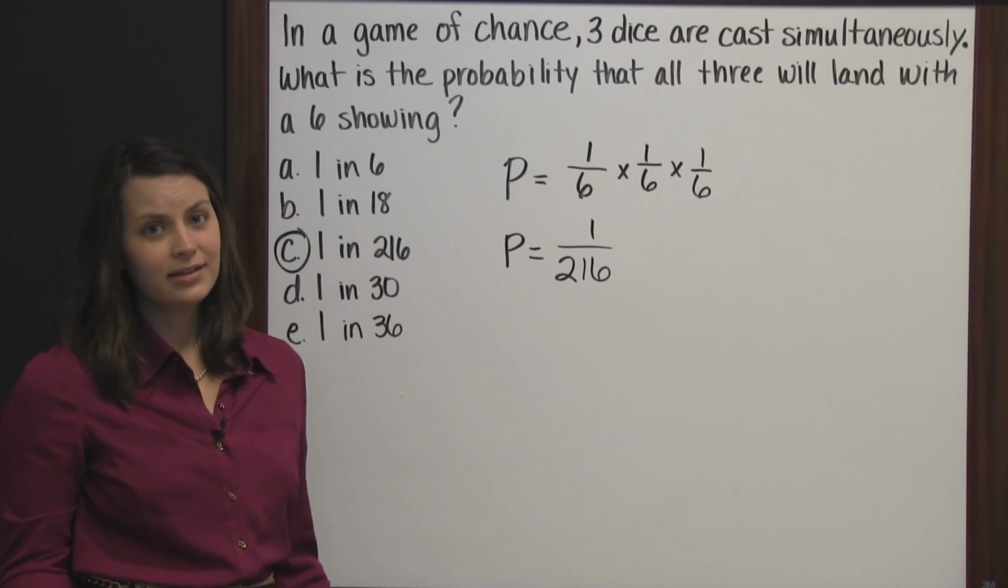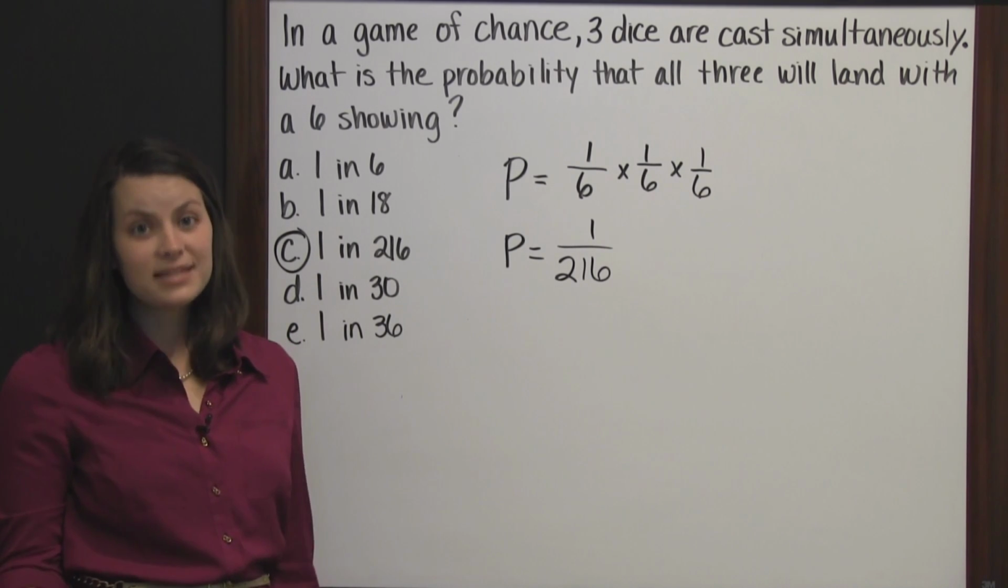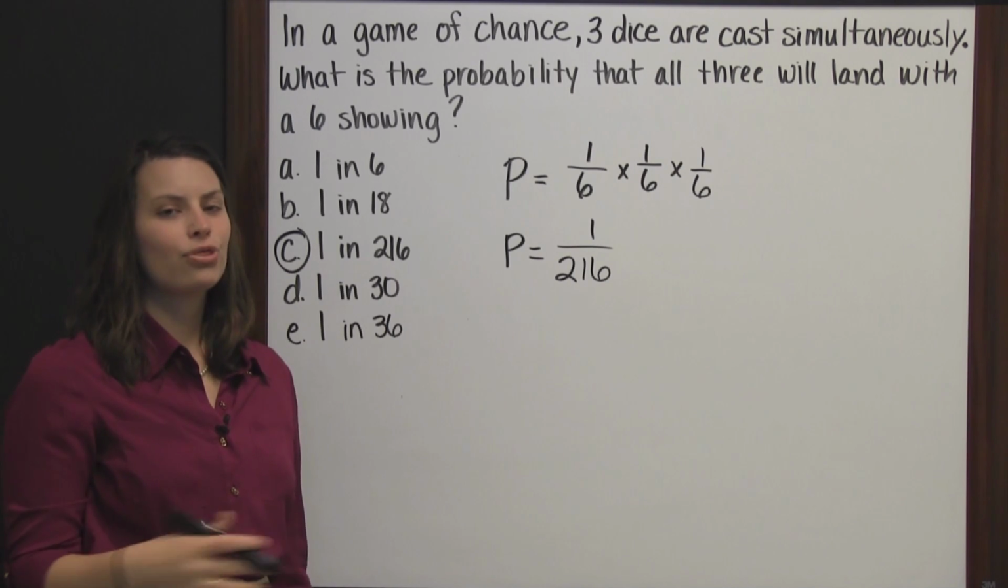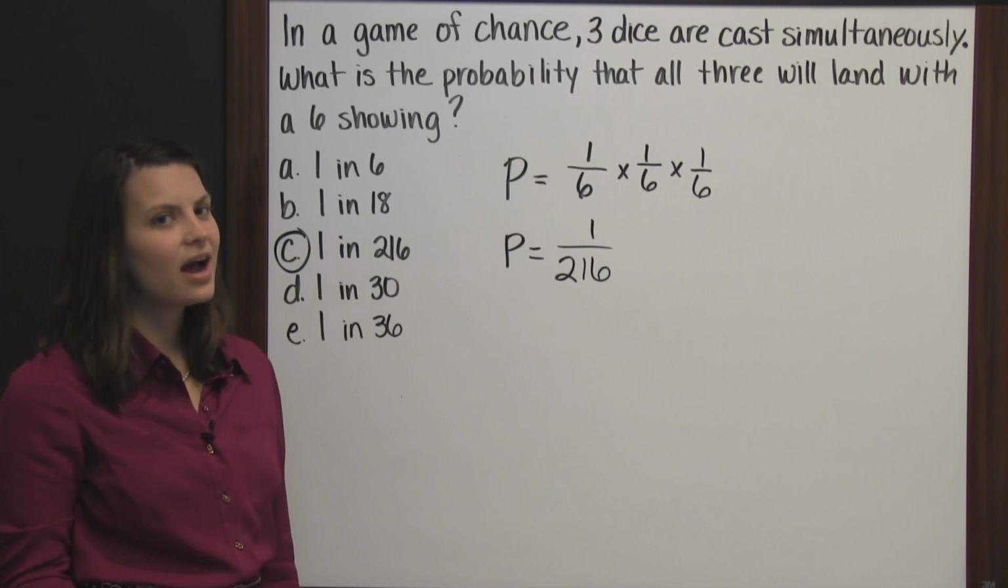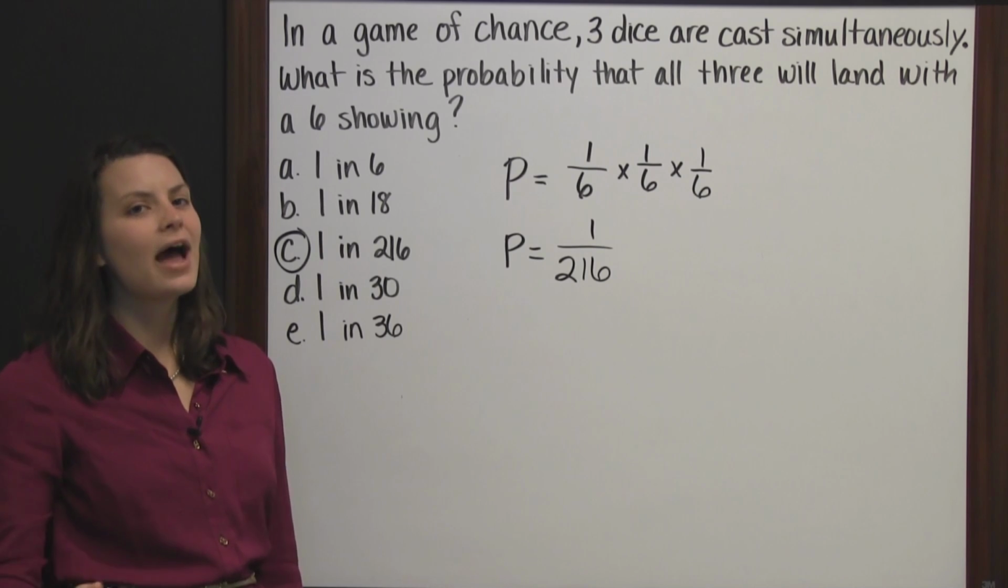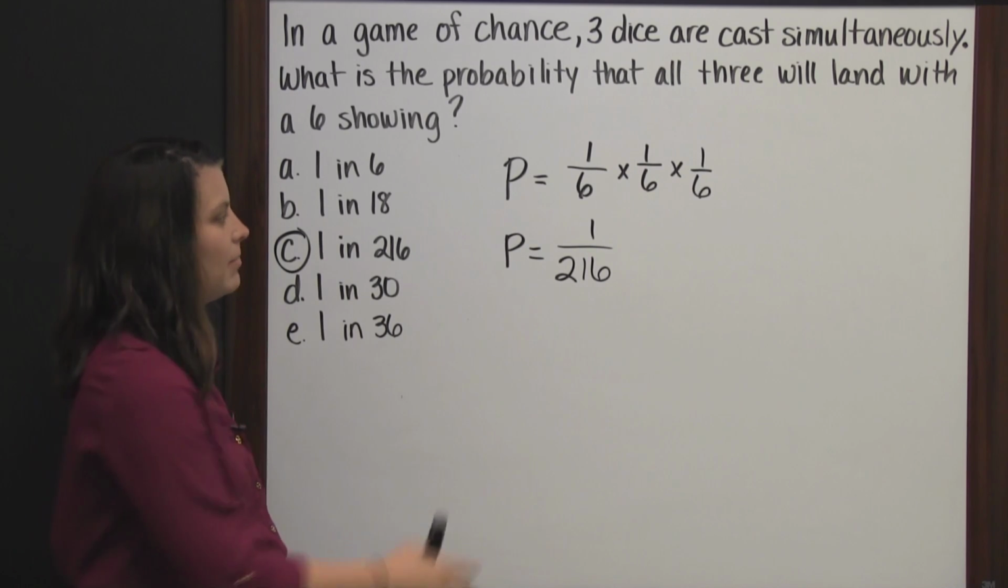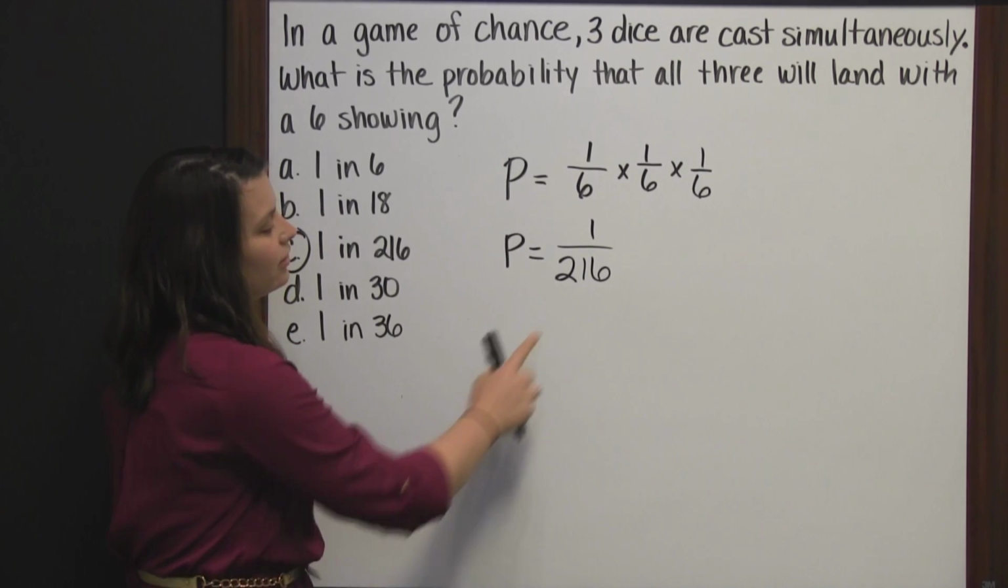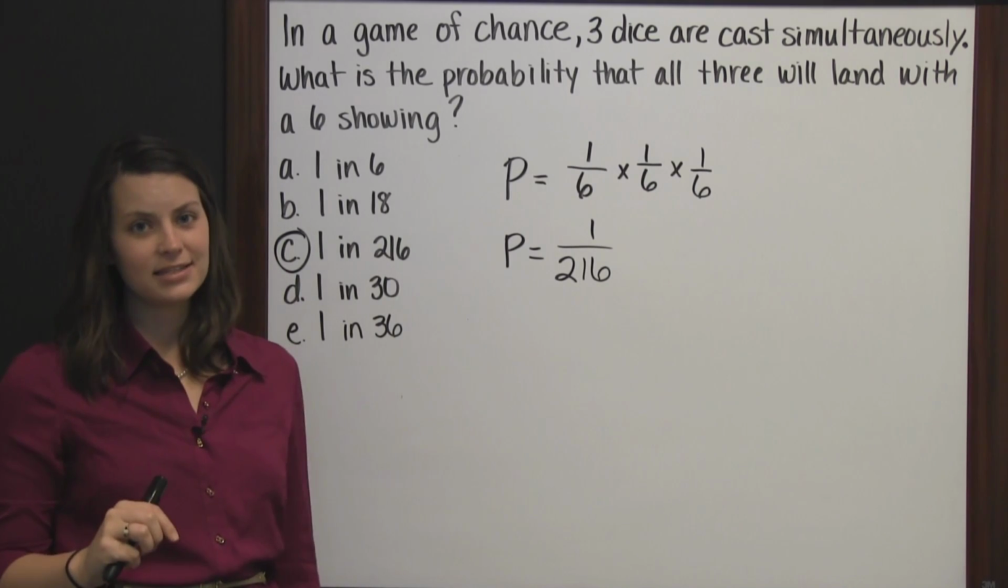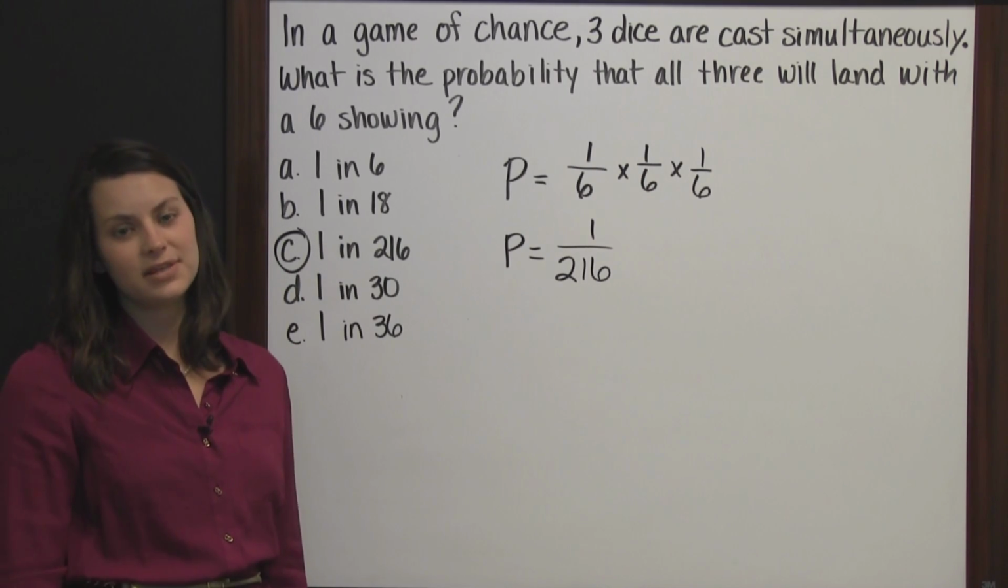It's not very likely that when you roll 3 dice, you're going to get 3 6s. It's very unlikely. It doesn't happen very often. Maybe 1 time out of 216 times that you cast those dice.